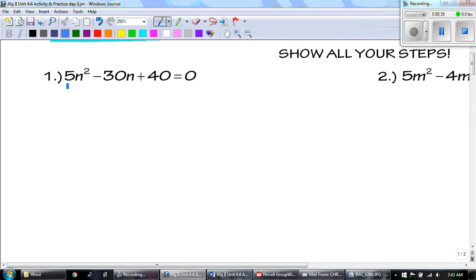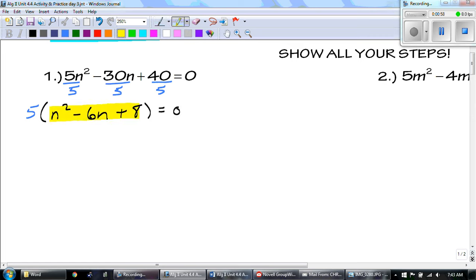And the answer, yeah. I can take out a 5 from everything. So the 5 comes out first, and then we have n squared minus 6n plus 8 equal to 0. Okay, so when solving, I have to do all of my factoring off to the side. So we have n squared minus 6n plus 8. So you need to think what numbers multiply to get to 8 and add to get to negative 6.